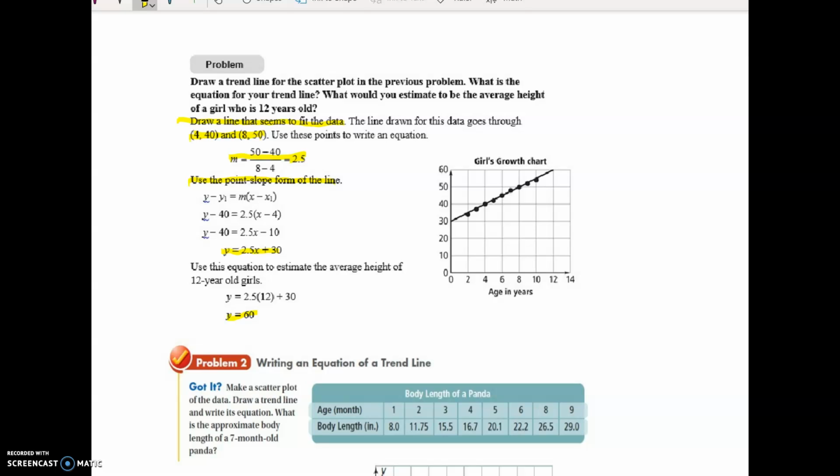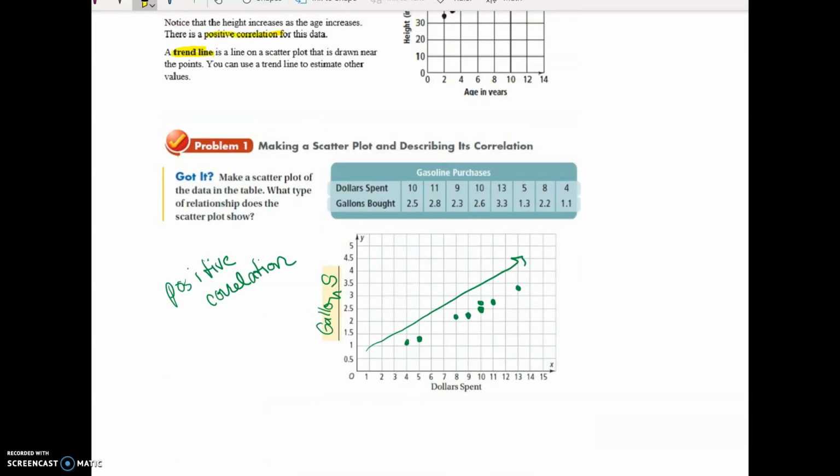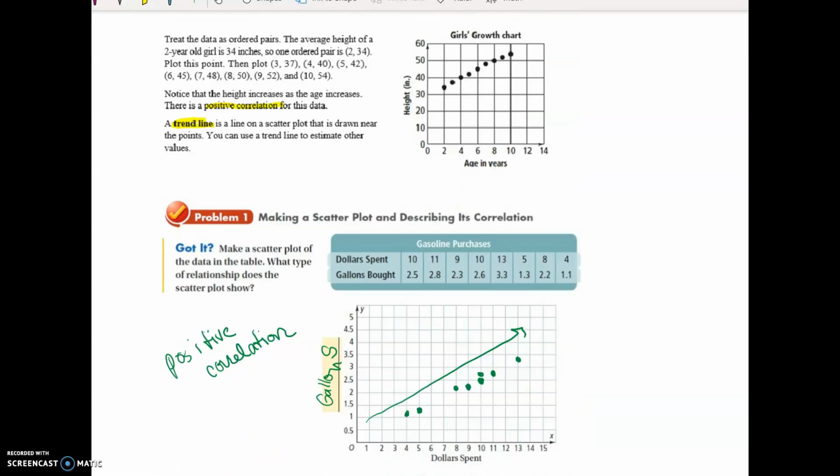And I'm assuming this is in inches, although they didn't really say here, or at least I missed it. I guess if I go back, yeah, height in inches.